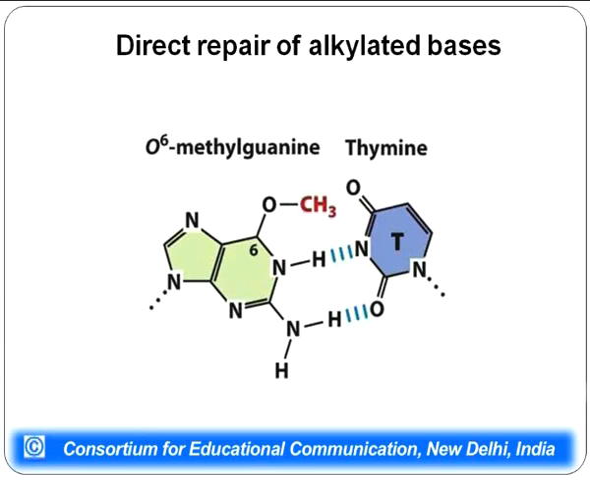Another type of repair mechanism which comes under direct reversal mechanism is removal of alkyl groups from the bases. Alkylation is a major process which occurs in the cells of organisms, in the DNA of the organism, and it occurs in all the bases. In this particular example, we see addition of a methyl group to the guanine at oxygen 6. This methyl guanine, instead of pairing with cytosine, pairs with thymine. Whenever this type of change occurs, it will lead to mutation, change of information. So, the cells have developed mechanisms for removing these alkyl groups.